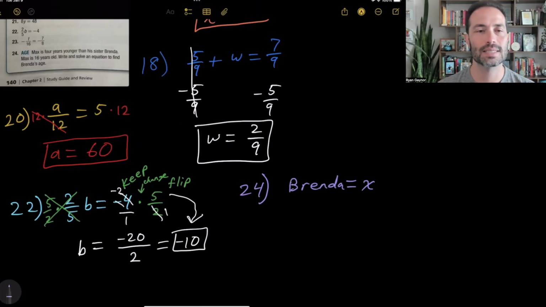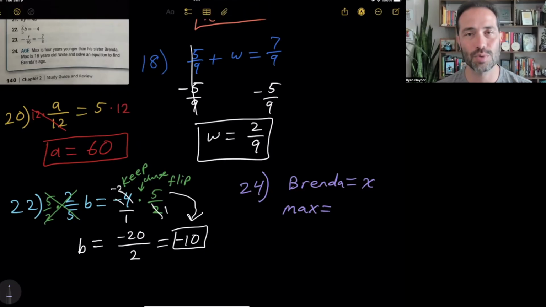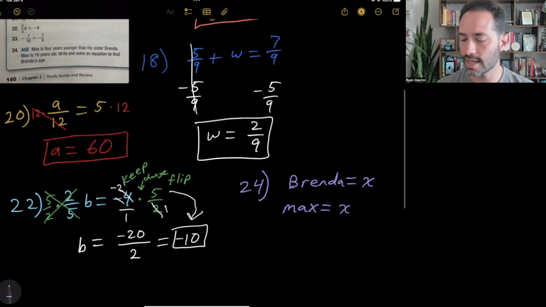All right, so now let's go back to it. It says Max is 4 years younger than his sister, Brenda. Okay, so we're gonna write Max equals, again, it said 4 years younger than his sister, Brenda. Well, how old is Brenda? Well, Brenda is X years old. So if Max is 4 years younger, then that means Max is X minus 4.